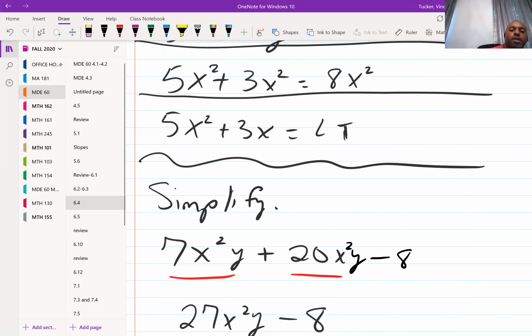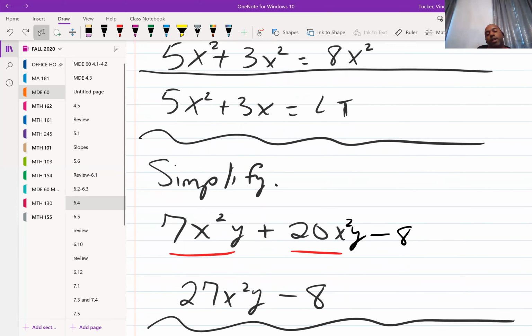All right, so I'm going to go ahead and try this out. We have 7x squared y plus 20x squared y minus 8. All you would do is combine the like terms, and whatever's not like, you just leave it as a part of your expression. So we have 7x squared y and 20x squared y. Those are your like terms. So you add those together, and that'll be 27x squared y. The minus 8 is still in the back, so you just go ahead and bring it down as a part of your answer.